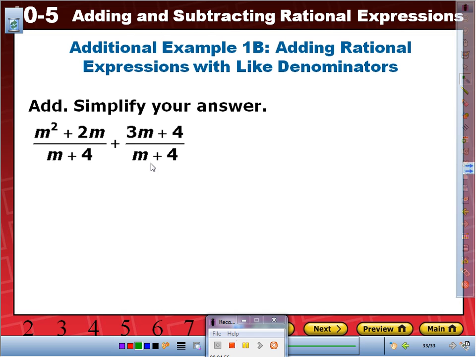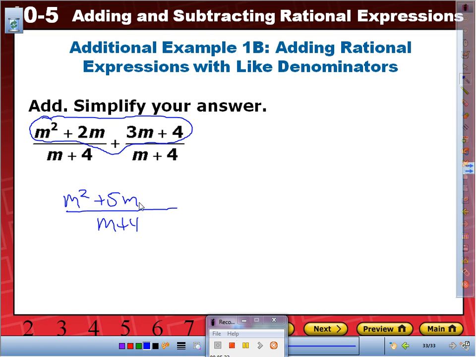Okay? So, let's do this together. Let's identify our common denominator. What's our common denominator? M plus 4. We write it now as one fraction, and we're going to add the numerator by combining like terms. Let's see. M squared, are there any others? No, I write it, m squared. 2m plus 3m, that becomes 5m, and then at the end plus 4.